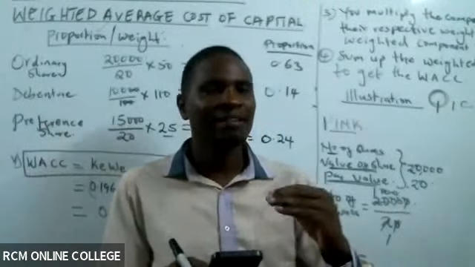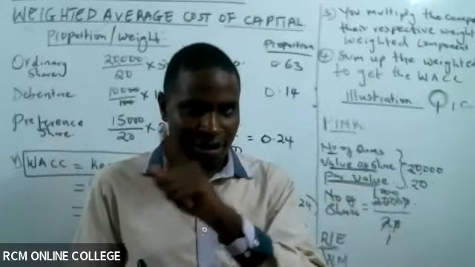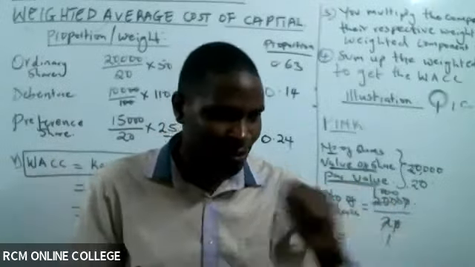Then we have 4% preference share, 1 nominal. So hapo hakutakuwa na change. Naona par value ni 1. Sasa when I'm looking at my PD, the preference dividend, imagine nitachukua tu hiyo 4% times 1. 4% times 1 divided by market value. Itakuwa rahisi sana.